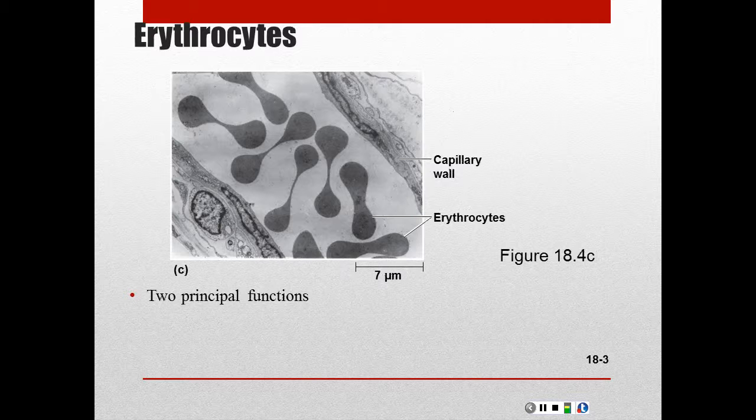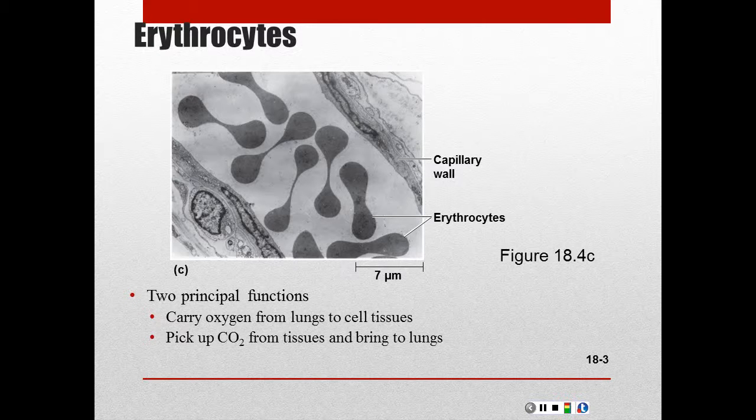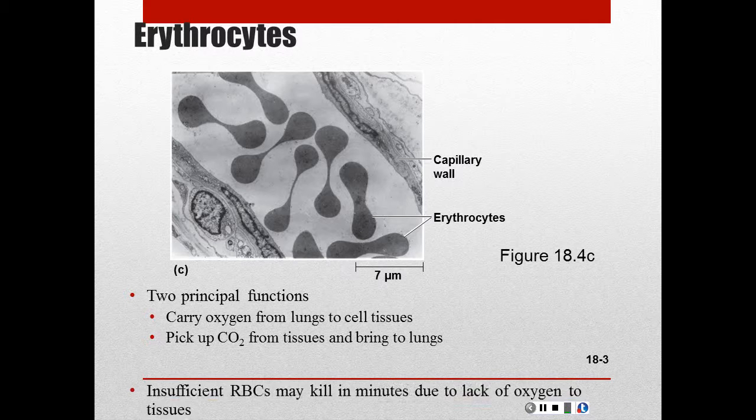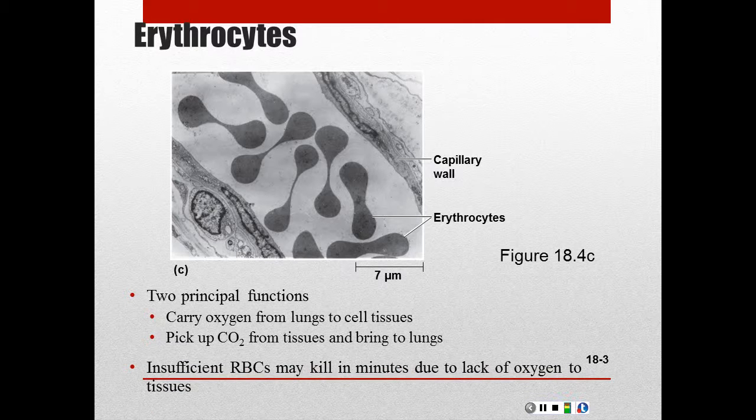So erythrocytes, also known as the red blood cells, have 2 principal functions: to pick up oxygen from the lungs and deliver it to tissues, and to pick up carbon dioxide from the tissues and unload it into the lungs. Now, a lack of erythrocytes, as may occur with major trauma or hemorrhage, can be fatal within a few minutes due to oxygen deprivation.